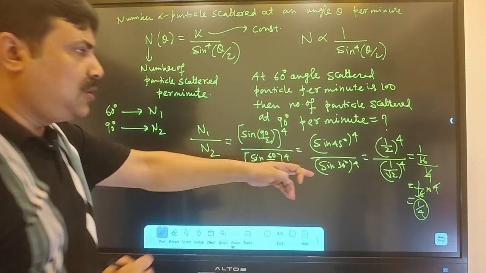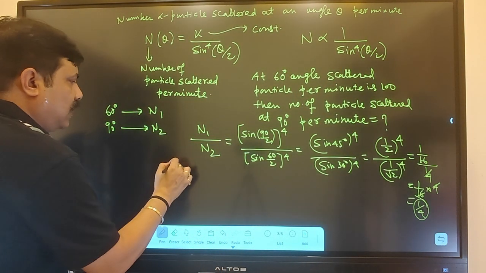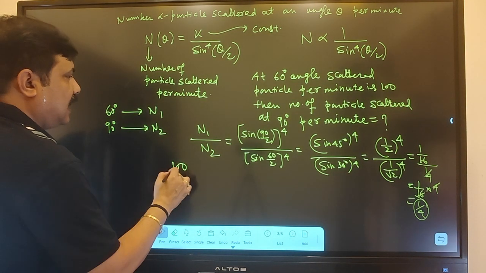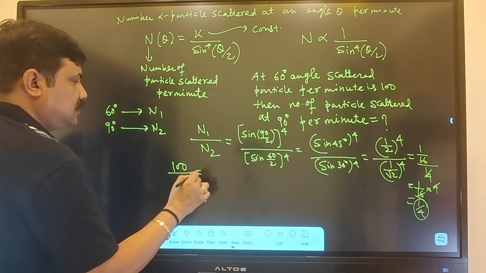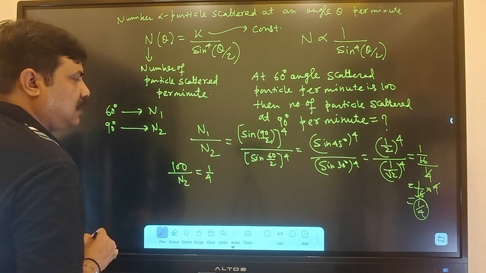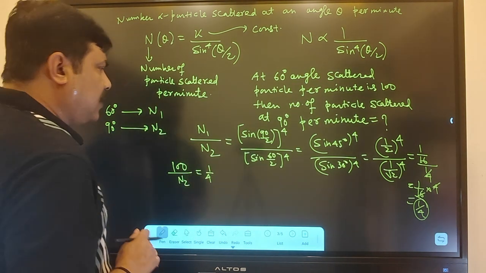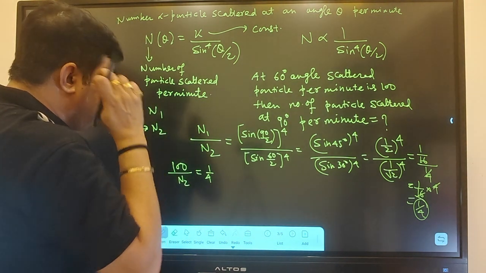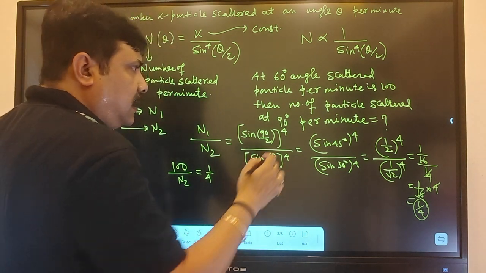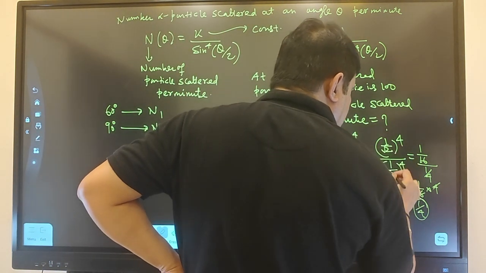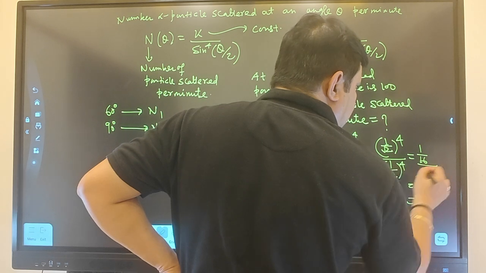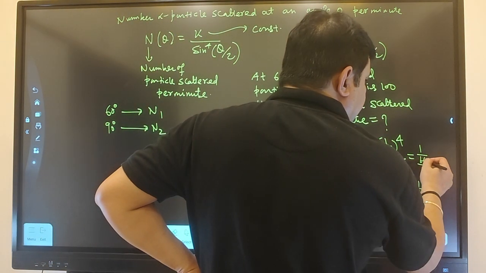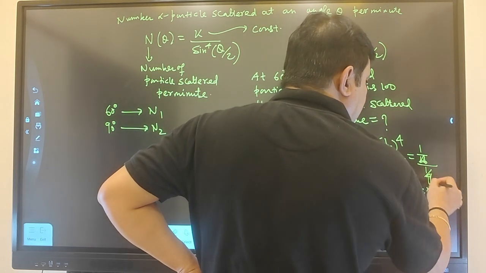Then my N1 by N2 is coming 1 by 4. Now N1 value is 100, they are telling. 100 by N2 will be equal to 1 by 4. Or if you look over here, this N1 by N2 scenario is coming. So I feel sine 45 is 1 by root 2. I did this thing wrongly. Here a little change will be there. This will be 1 by root 2, and then immediately here it will be 1 by 4, and here it will be 1 by 16.